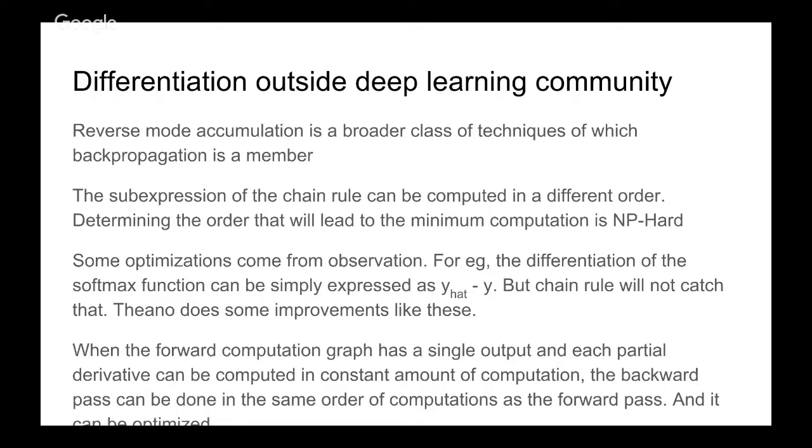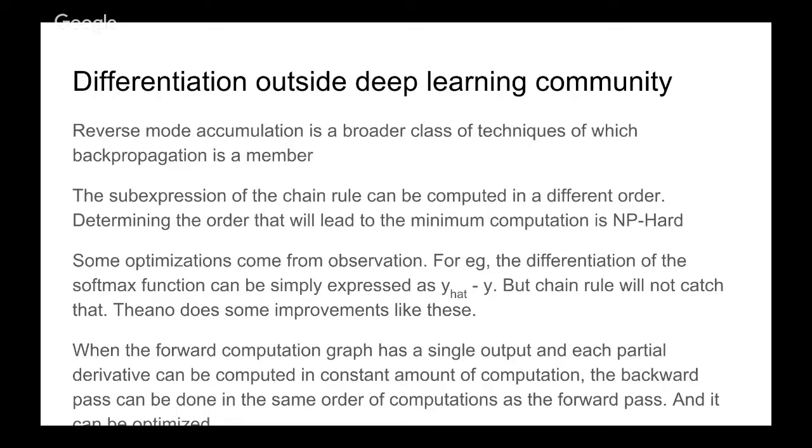Like I was mentioning, some of the optimizations, for example, the softmax function can be easily expressed by y hat minus y, but they don't really show up in a real implementation because they don't know how to optimize just by seeing that this is a softmax. But Theano actually seems to know when you use a softmax, it does not do the whole computation graph, but only does a y hat minus y. It just takes a difference between the output and the real vector, and that's the derivative.